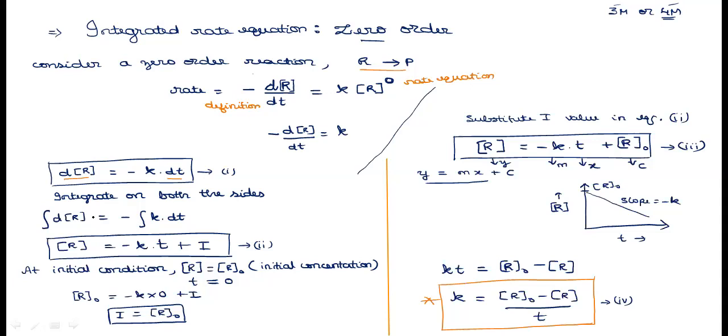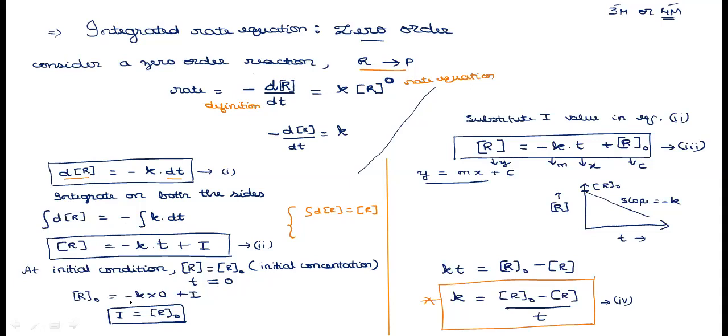After obtaining this, we integrate on both sides. The solution of integration is what you need to remember clearly. The integration of a differential with respect to any term gives the same term. That is, the integration of dR is R, the integration of dt is t, the integration of dx is x, the integration of dy is y, like that. So the integration of dR is equal to R. Similarly, the integration of dt is t. As k is a constant, it is taken outside.